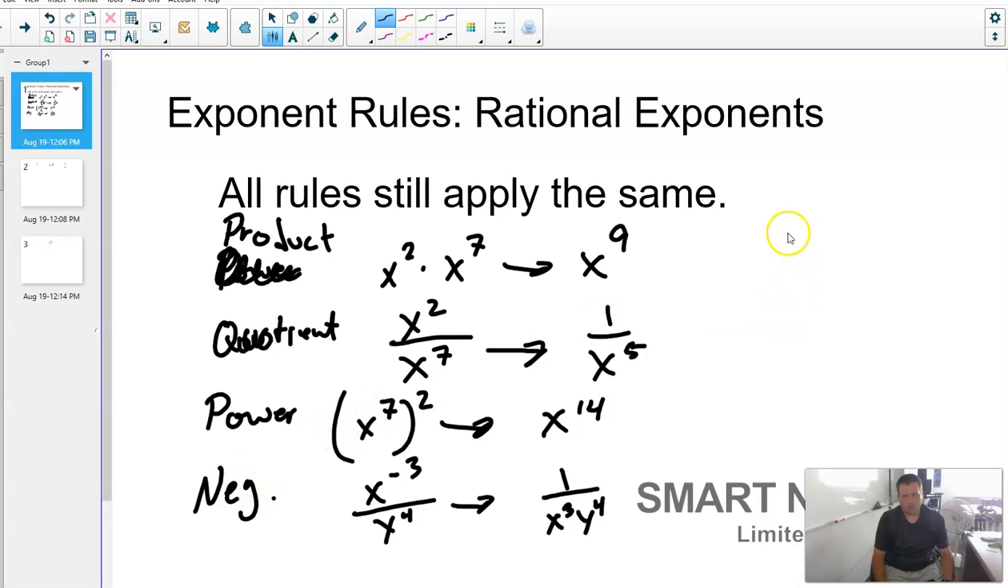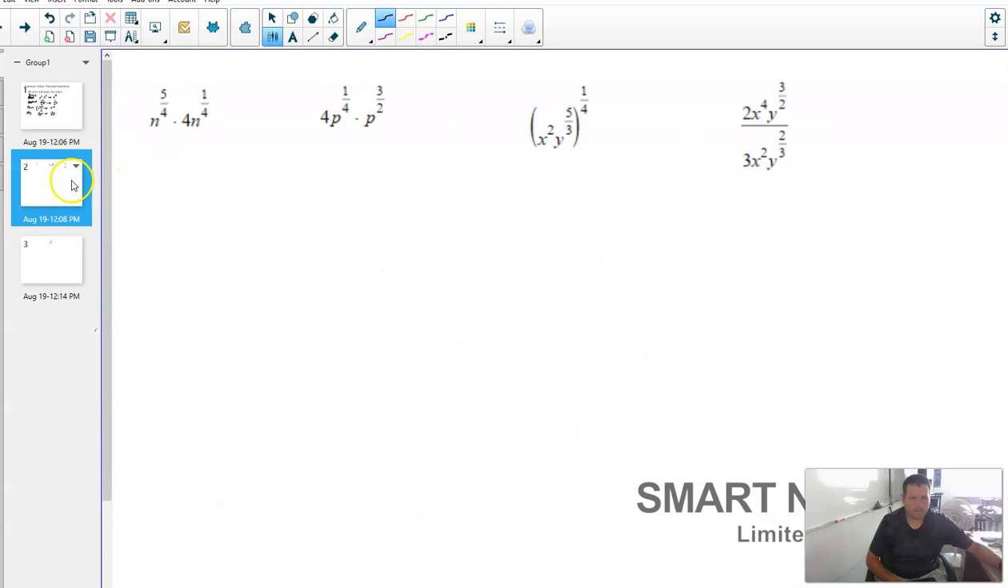And then the only other one would be a 0 power. Remember, 0 power is just 1. So these all apply when we have rational exponents. When I have fractions, it's the same thing. You're just adding and multiplying and subtracting fractions instead, which you guys should know how to do. So I've got 4 examples on this page. Let's just go through these.